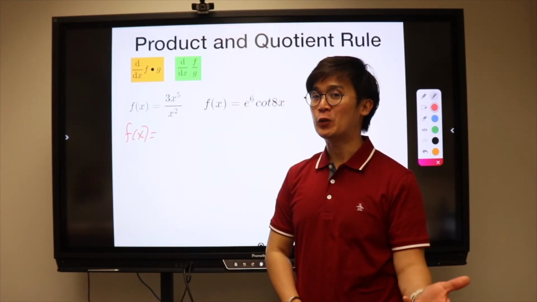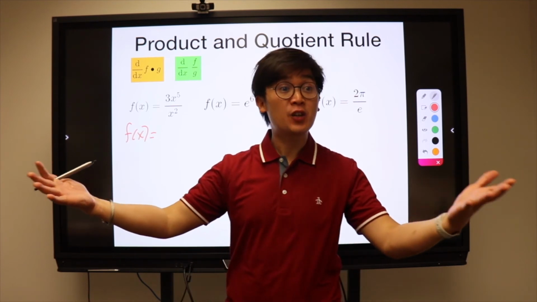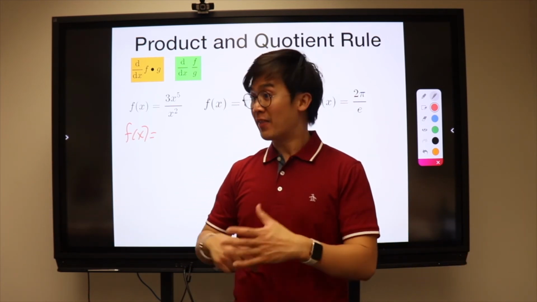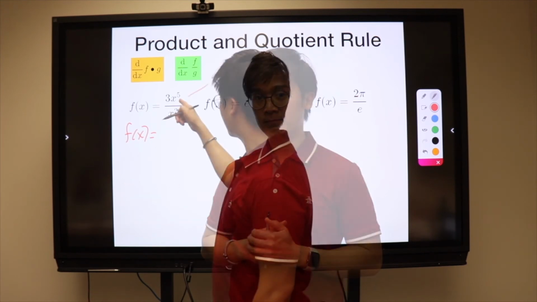What rule did you use to answer problem number 1? I'm not asking you for your answer, but tell me the rule that you use for number 1. The quotient rule? Because this.